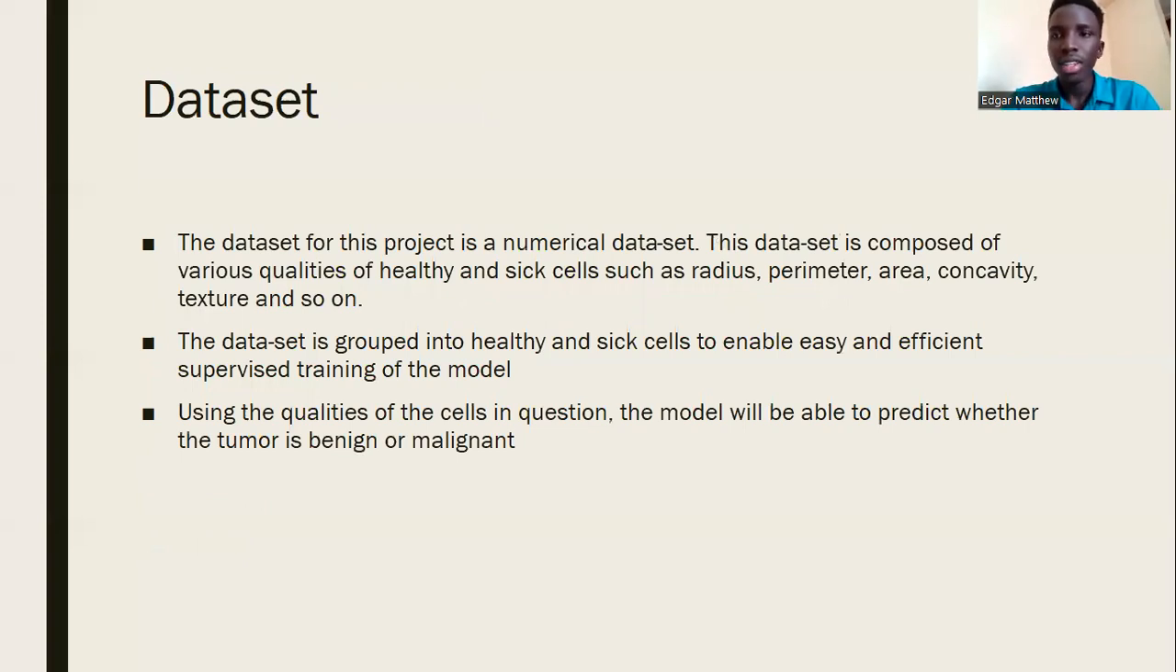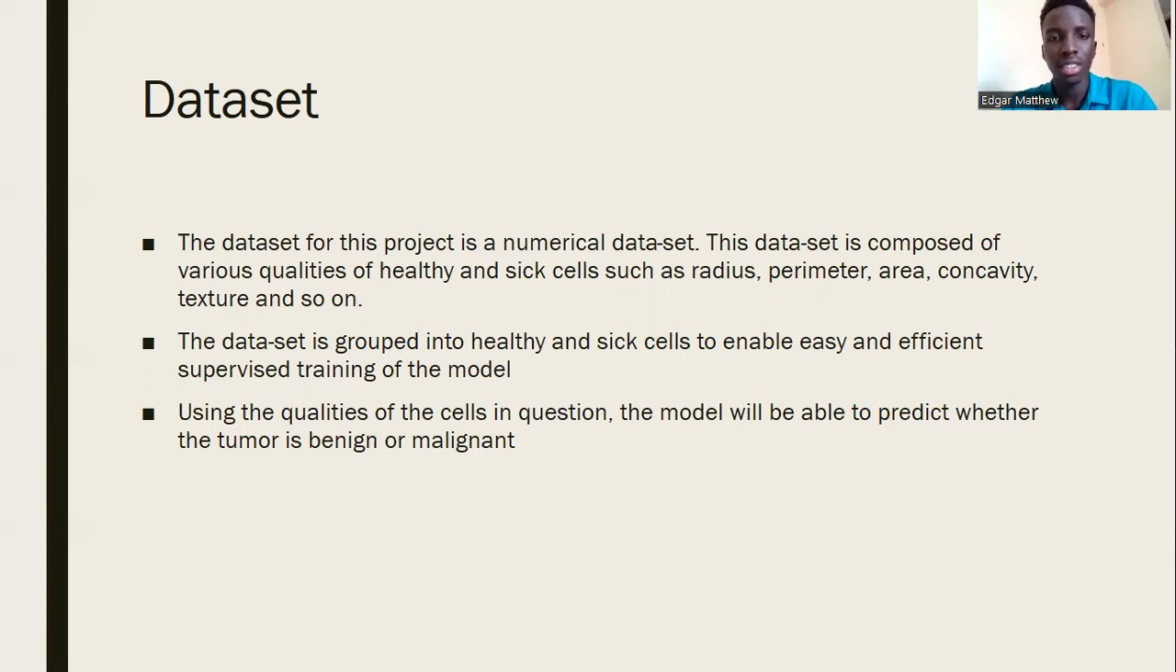Now, how this program is going to work is it's going to be based on multiple features of cells. Cells that are cancerous have different physical dimensions from cells that are non-cancerous in terms of perimeter, area, texture, concavity, and radius. There are so many features that we're going to use. These are just a few of them, and those that belong to cancerous cells are way different from those that belong to non-cancerous cells.